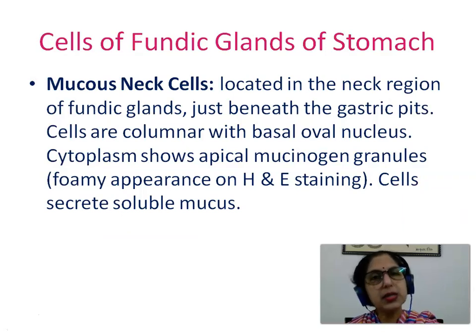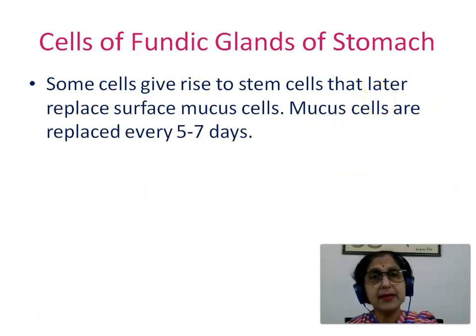The mucous neck cells are located in the neck region of the fundic glands just beneath the gastric pits. Cells are columnar with a basal oval nucleus. Cytoplasm shows apical mucinogen granules which give rise to a foamy appearance on H&E staining. The cells secrete soluble mucus. Some cells give rise to stem cells that later replace the surface mucus cells. Mucus cells are replaced every 5 to 7 days.